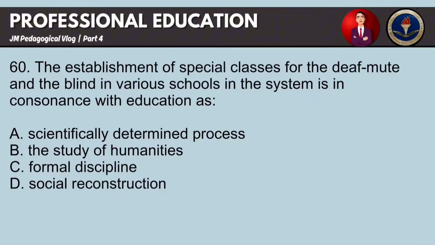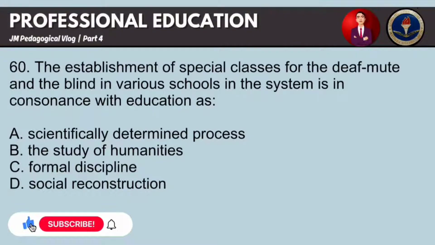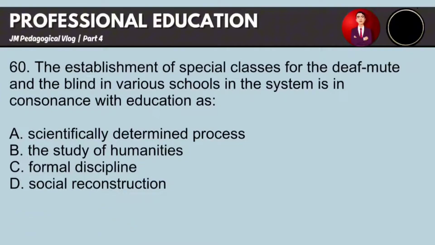The establishment of special classes for the deaf-mute and the blind in various schools in the system is in consonance with education as A. Scientifically determined process. B. The study of humanities. C. Formal discipline. D. Social reconstruction. D. Social reconstruction.